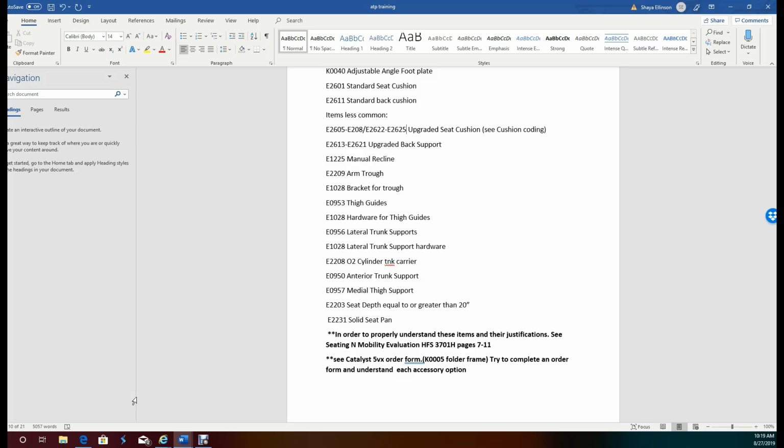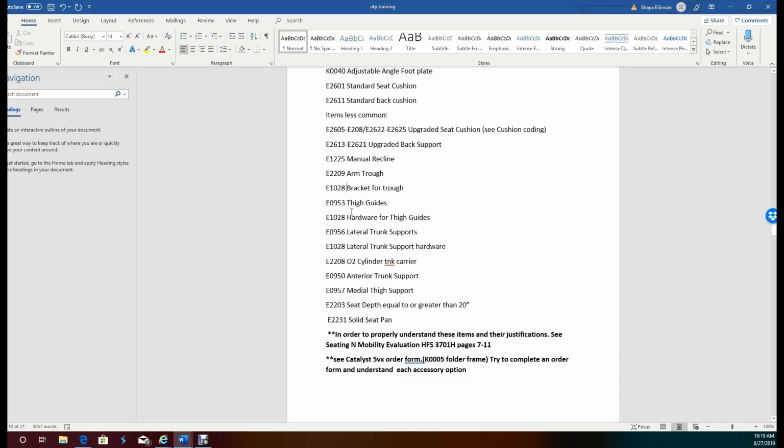Arm trough E2209, that's if the patient has less motor planning or strength in one of their arms to move it around and it falls off the armrest. You want to make sure you're giving them a trough that gives them more stability. That's called an arm trough. It's an extra item. E1028, these are brackets. Anytime we have to add lateral supports, medial thigh supports, thigh guides, a headrest, an arm trough, swing away joysticks, there's something called the E1028. This is a swing away or removable bracket. So it's really hardware for brackets. Scenario, if we're putting an arm trough, you'll have an E1028 next to it.